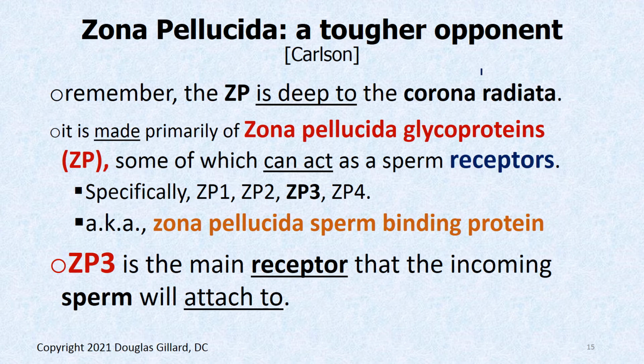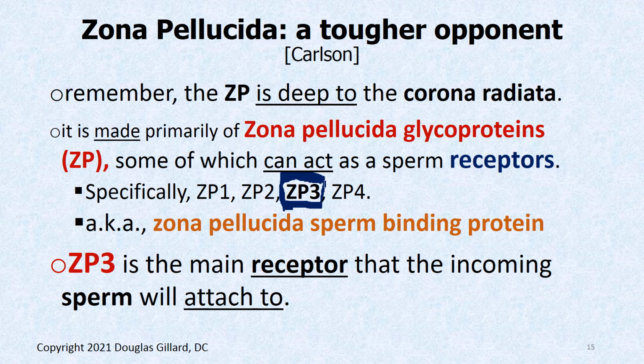So now it bumps into the next opponent, and that's the Zona Pellucida, and that one is much tougher to get through. And you can't even get through that one unless you're able to bind to it. We've talked about this already. These Zona Pellucida glycoproteins, ZP1, 2, and 3, are also known as Zona Pellucida sperm binding proteins. But ZP3 is the main one we're going to worry about. And that's the one that, remember, the SED1 receptor on the sperm head will bind to. And that's how they dock up.